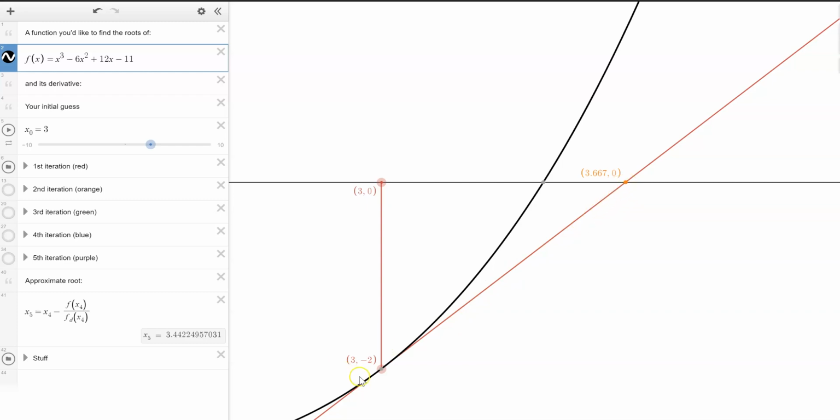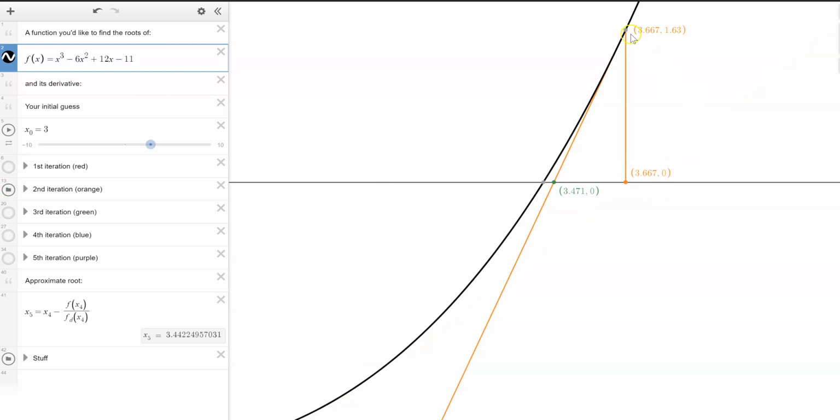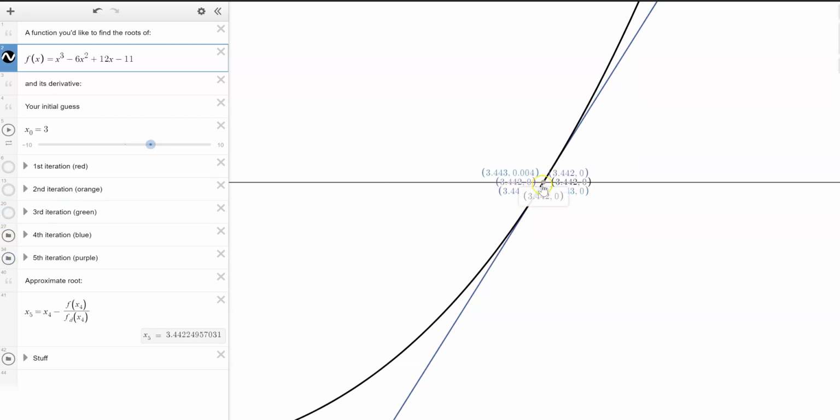So we could find this point, 3.667, because we know that that's 0. And that would give us a new point. What we're going to do is take that point and plug it into our function. It'll give us a new point and a slope, which gives us a point that's closer to our zero. Then we'll plug that one in, and we get this. If we keep doing that over and over again, you can see that we get something that is close to our point, 3.442. And we'll be using a graphing calculator to do this as well.